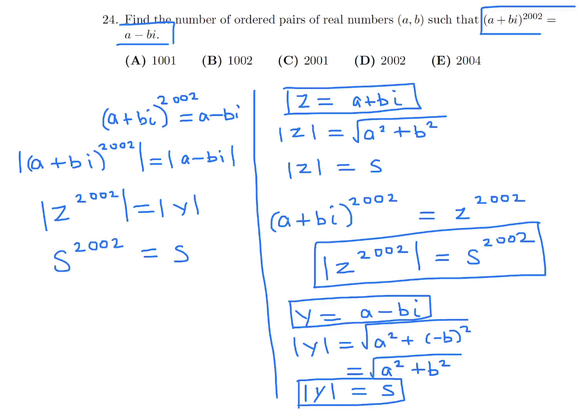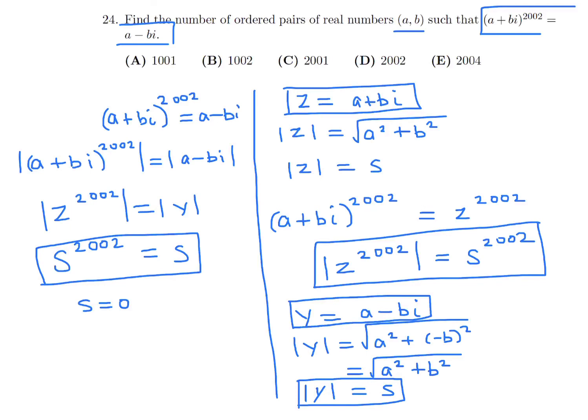So I hope you followed me so far. I wasn't trying to confuse you. I was actually trying to make things easier with these substitutions. So now we are going to work with this. What are the solutions? Well, an immediate solution I see is s equals 0. When s is 0, s to the power of 2002 is 0, and s is 0. So if s is 0, what is a and b? Because they want a and b.